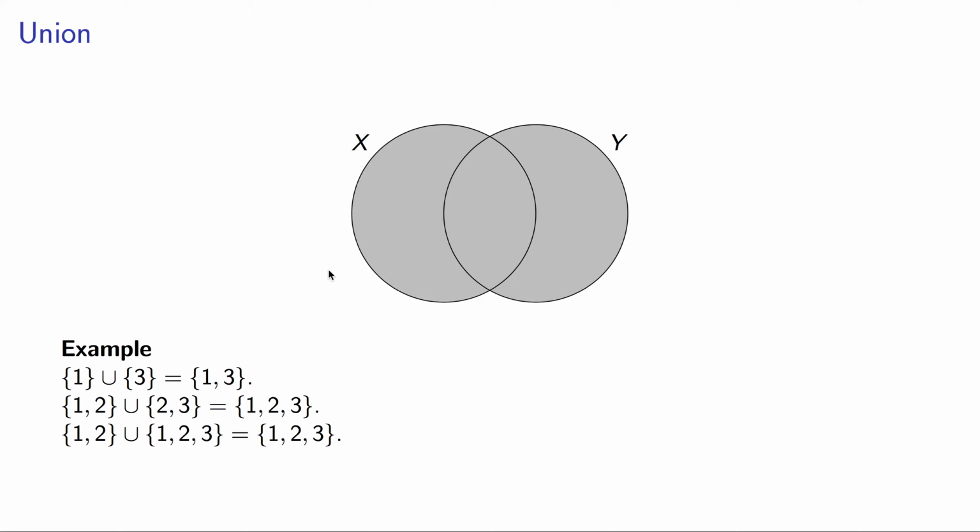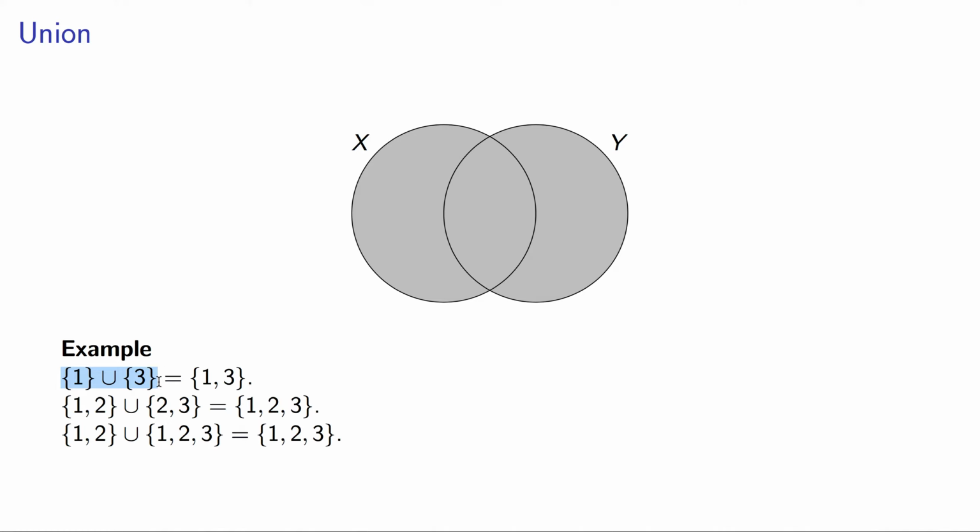To visualize the union operation, consider sets X and Y as in this diagram. And then the union of the sets is the shaded area of the diagram. So anything which is in the set X or in the set Y, including the part which is common to X and Y.